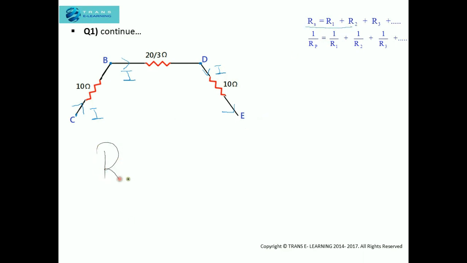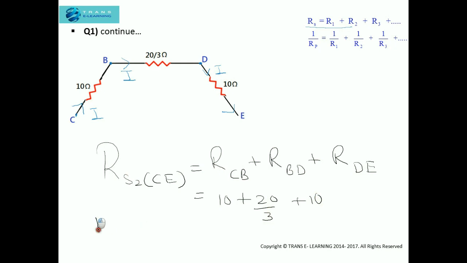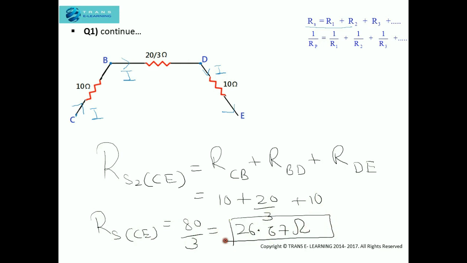So the resistance across CE will be equal to the resistance across CB plus the resistance across BD plus the resistance across DE. On solving this, we will get the value as 80 by 3, and if we calculate, it will come out to be 26.67 ohm. So this is the resistance across CE.